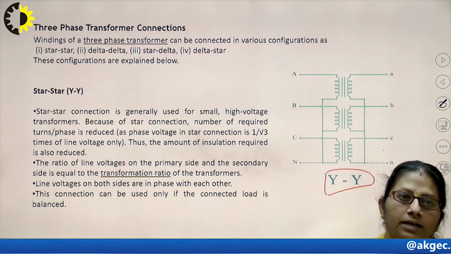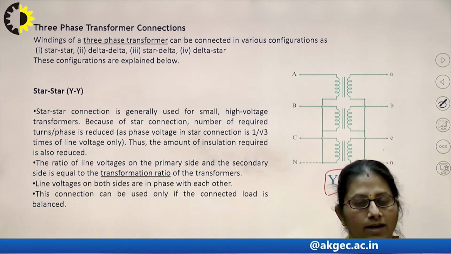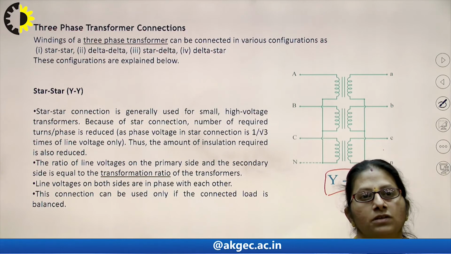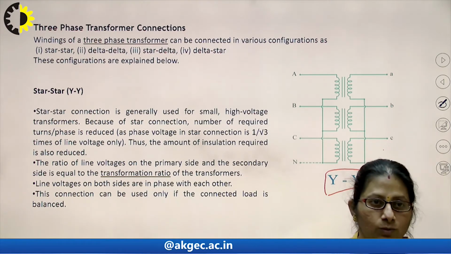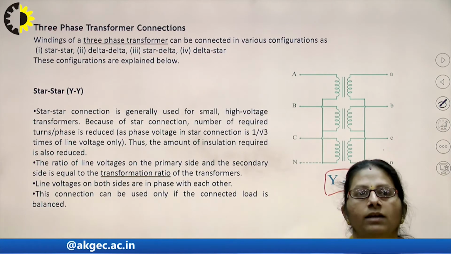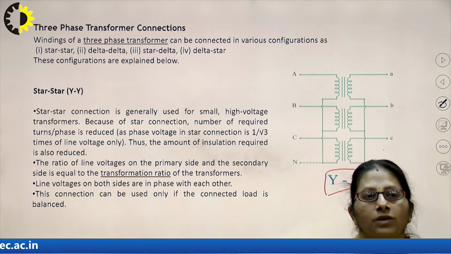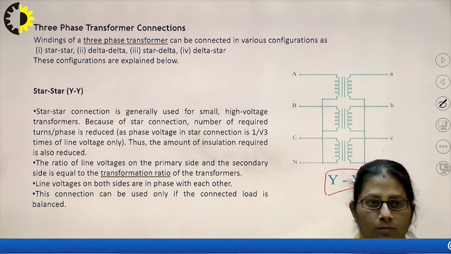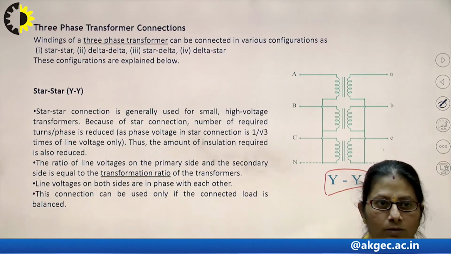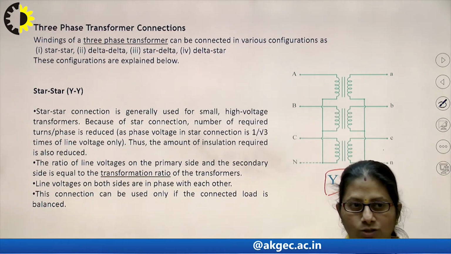So the star-star connection is generally used for small high voltage transformers. Because of the star connection, the number of required turns per phase is reduced, as the phase voltage in star connection is 1/√3 times the line voltage, right. Thus the amount of insulation required is also reduced. So the ratio of the line voltage on the primary side and the secondary side is equal to the transformation ratio of the transformer. Line voltages on both sides are in phase with each other.